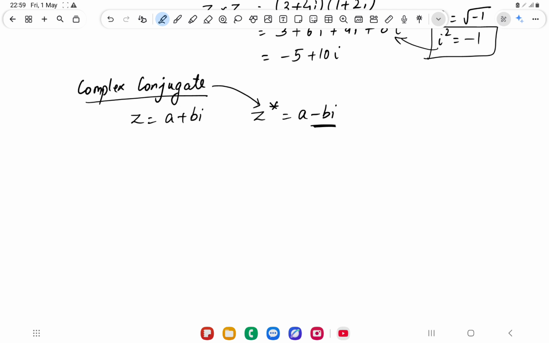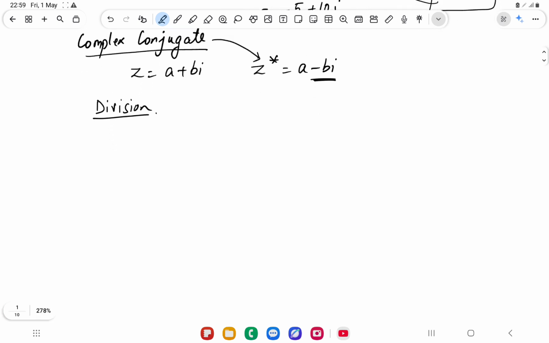Now why does it matter? It matters when we are doing division, because we cannot have an imaginary number in the denominator. For example, if the question is simplify 3 plus 4i divided by 1 plus 2i. Now you cannot solve this further. So we will rationalize with the complex conjugate of the denominator and we get it like this.